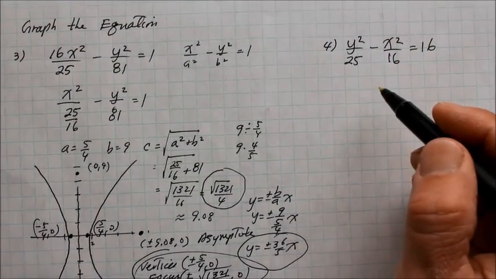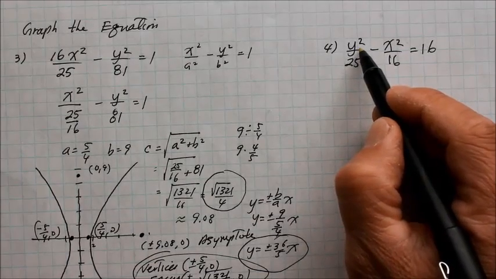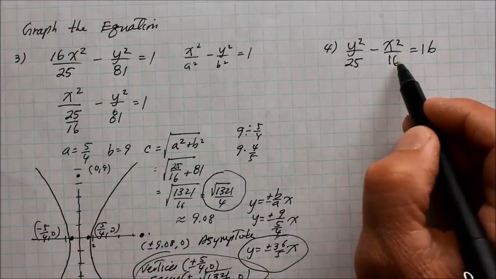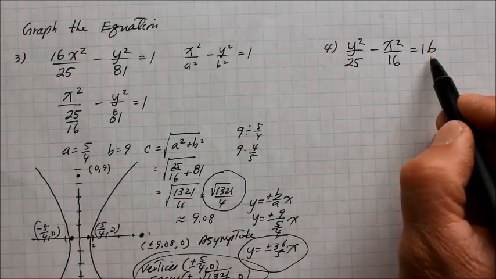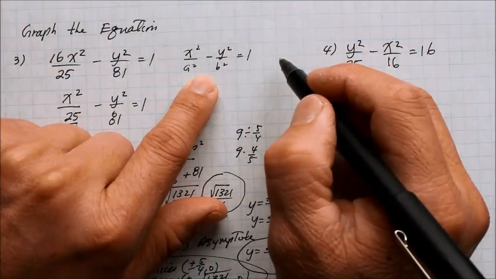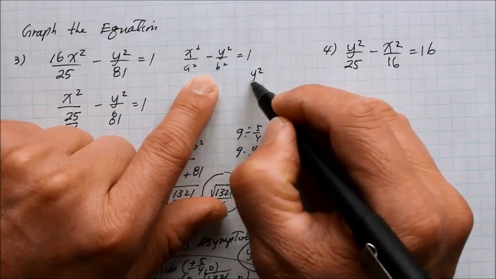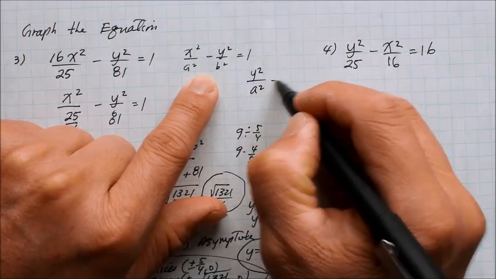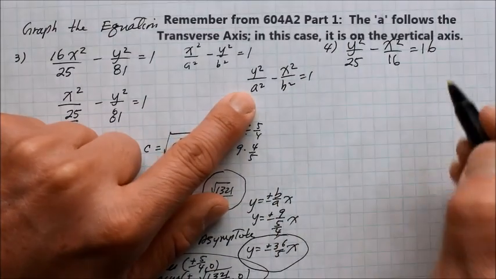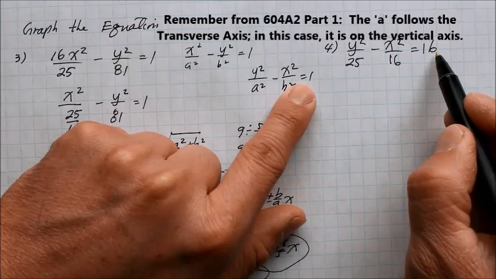Alright. Here I come. Now this time, the y is the leading term in this equation. But before you get excited, I keep tripping on this myself. You see that constant? Remember the standard form, at least the standard form for the vertical transverse axis. It is supposed to be y squared over a squared minus x squared over b squared equals 1. You see that? So we cannot have a constant other than a 1. So that is not yet a standard form.